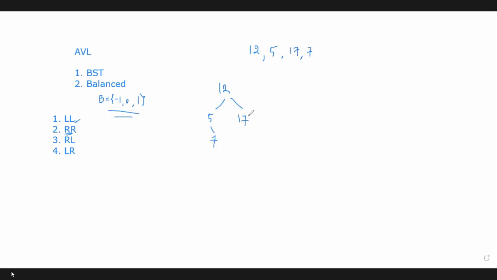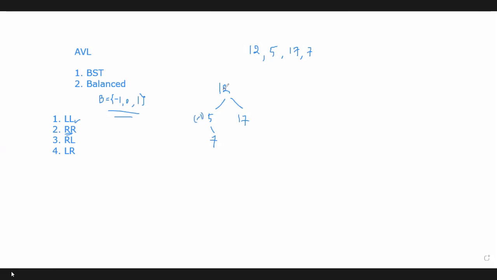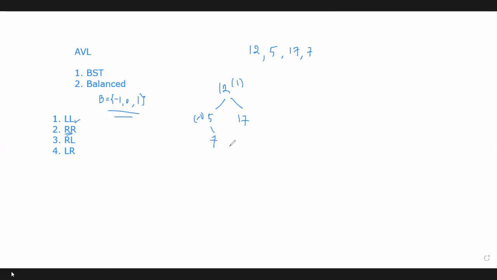For 7 and 17, the balance factor is 0. For 5, it's -1. For 12, the balance factor is 1. So is this a balanced tree? Yes, ma'am.